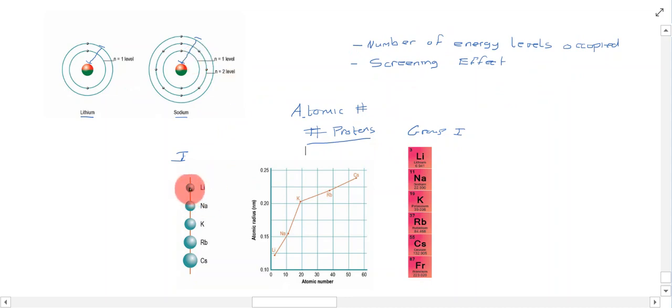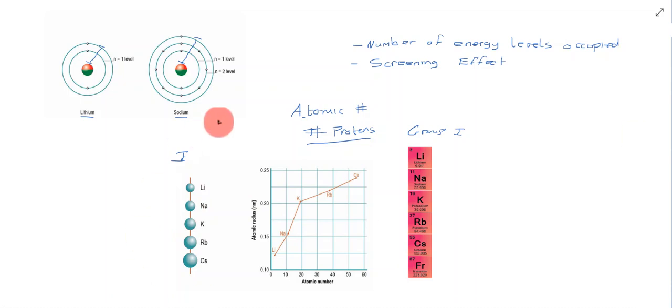As you can see here with lithium, for example, these are just representations of the size of each of these atoms of these particular elements. As you move down the group, you see that they start to increase.